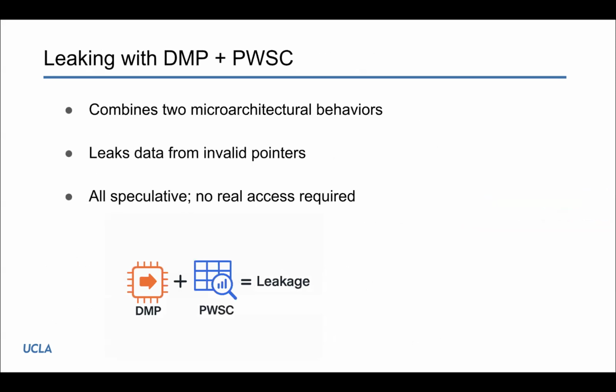Now let's switch gears and look at another type of attack that the paper mentioned. When we combine Intel's DMP with PWSC, we get a new way to leak secrets. This leakage can even be done from completely invalid pointers, using just microarchitectural behavior that doesn't require any memory permission.